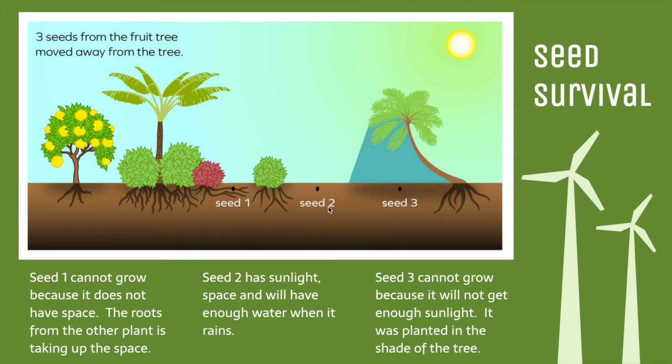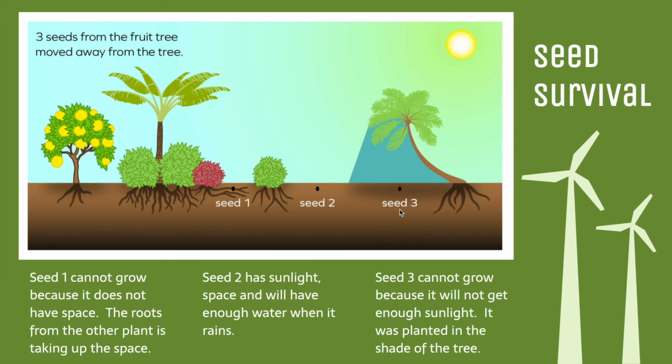Let's take a look at seed number 2. Seed 2 has sunlight, it has the space, and it will have enough water when it rains. So do you think seed 2 will be able to survive? Now let's take a look at seed 3.